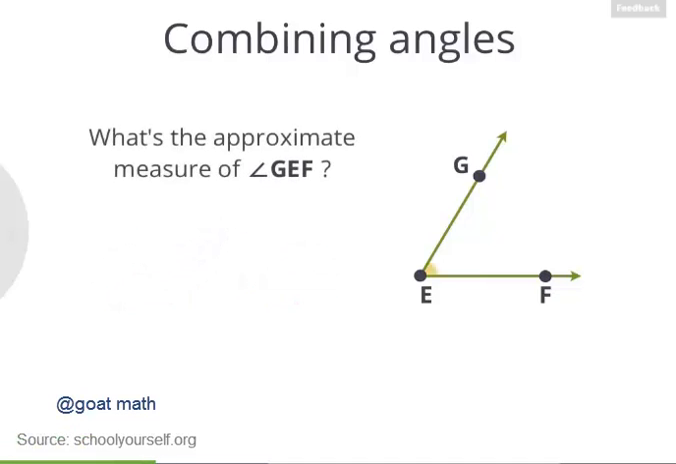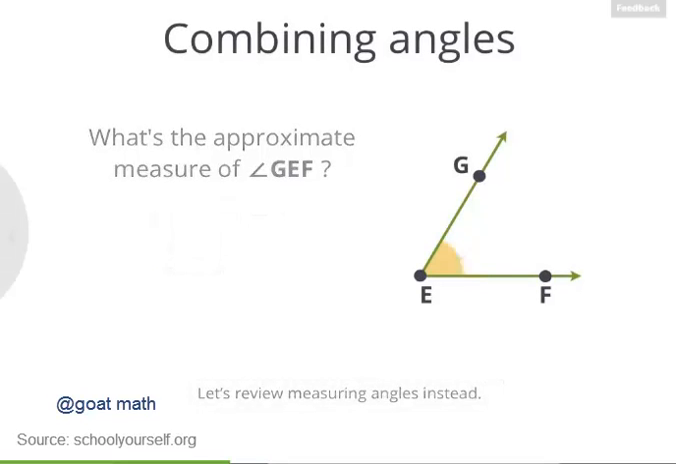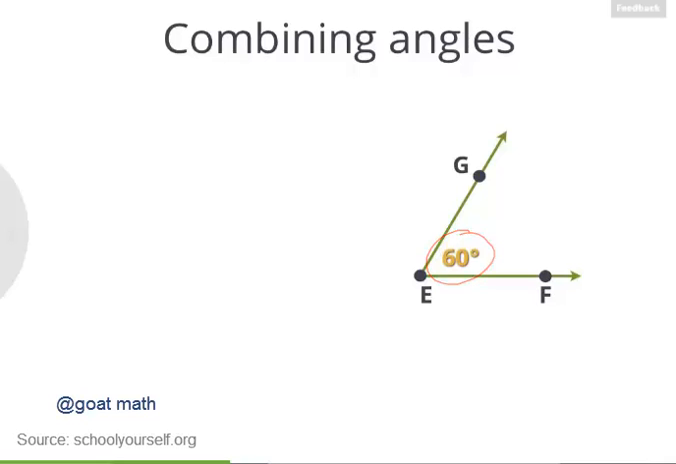Next, what's the approximate measure of this angle? To review, click down here instead. Nicely done. So it turns out this angle is exactly 60 degrees. Let's draw a ray that also starts at point E and goes through a point H. And suppose this new angle, HEG, measures 50 degrees.